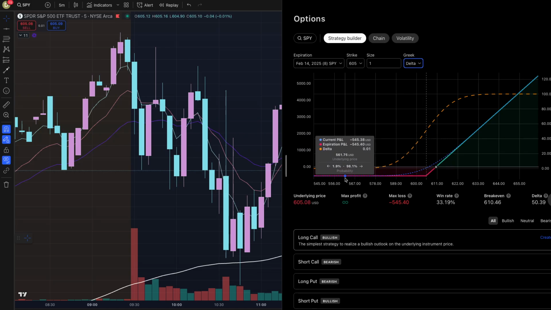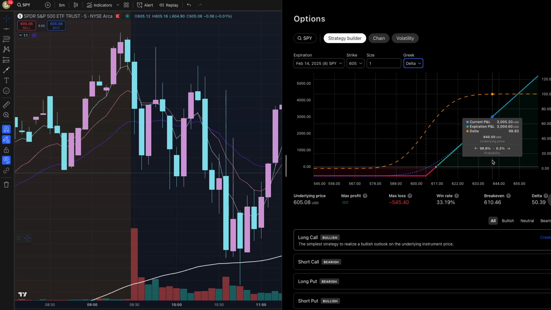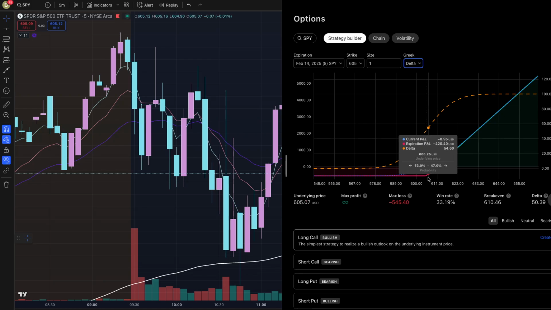So that's showing you your max loss. Now, because the option costs $5, or $500, since it's priced at $5 times 100 shares, that means your break-even price, which is where you need SPY to be by expiry in order to break even, has to move up that difference.